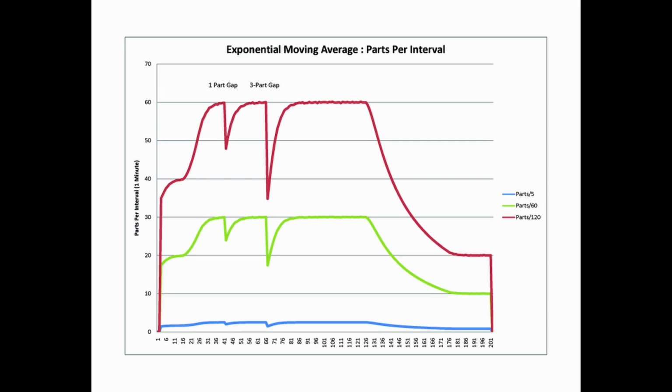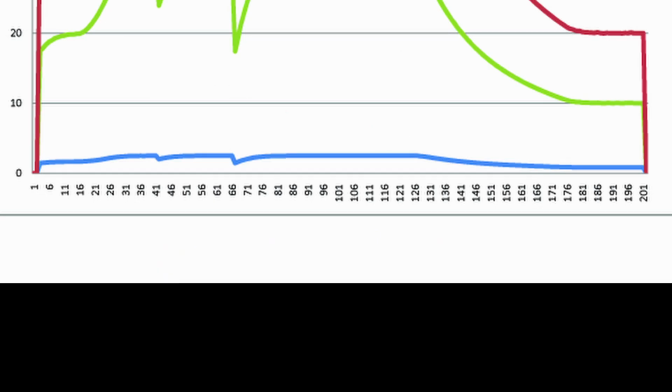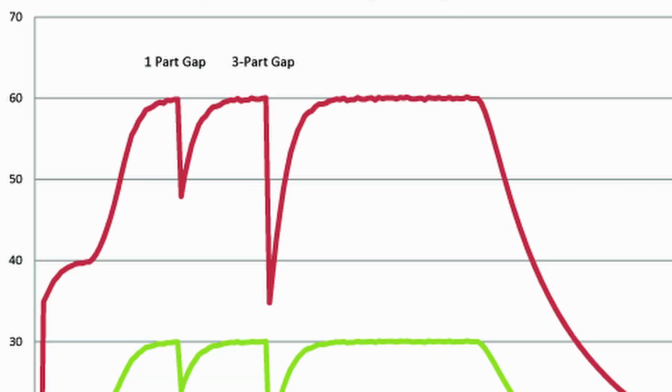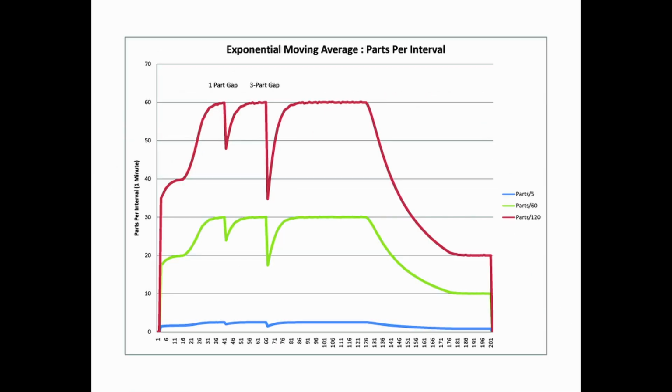The last graph I have here is related to the buttons. If you're viewing the graph in parts per 5, it would look like the blue line down here. If you're viewing the same data over parts per 60, it would follow the green line. And if you're viewing the same data as parts per 120, it would follow the red line. Same data, same inconsistency, same averaging, it's all there, but you can see how it just scales in amplitude with the number of parts or the size of the interval.